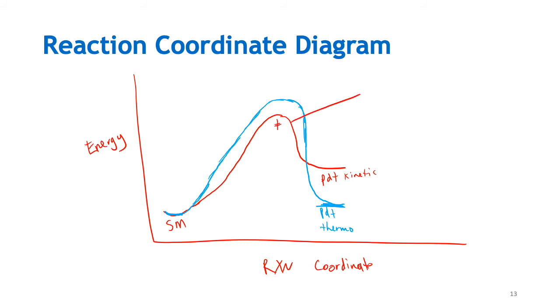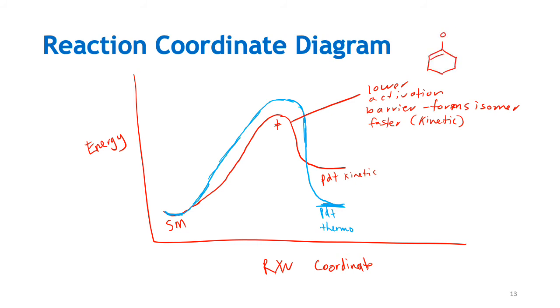So notice right here, you have a lower activation barrier. This forms the isomer faster, which is the kinetic. And so in terms of our chemistry earlier, what you're looking at is this one. Now, to contrast that, notice that the bottom graph, at least in terms of the thermo product, is what I'm trying to say: more substituted double bond equals more stable thermodynamically.